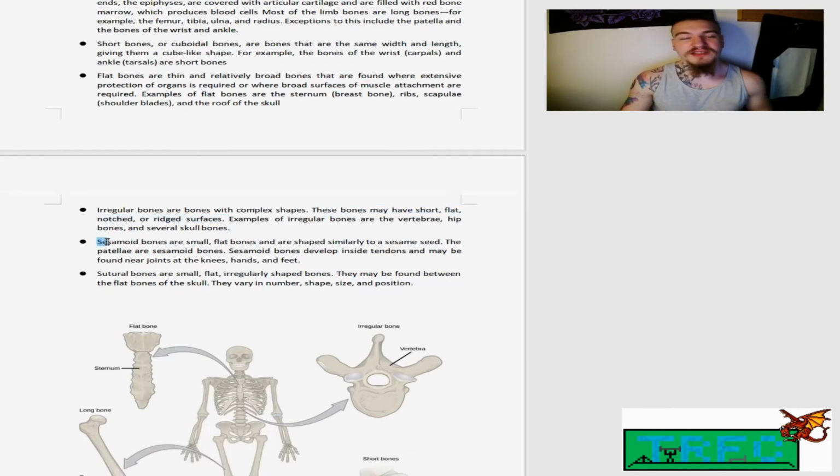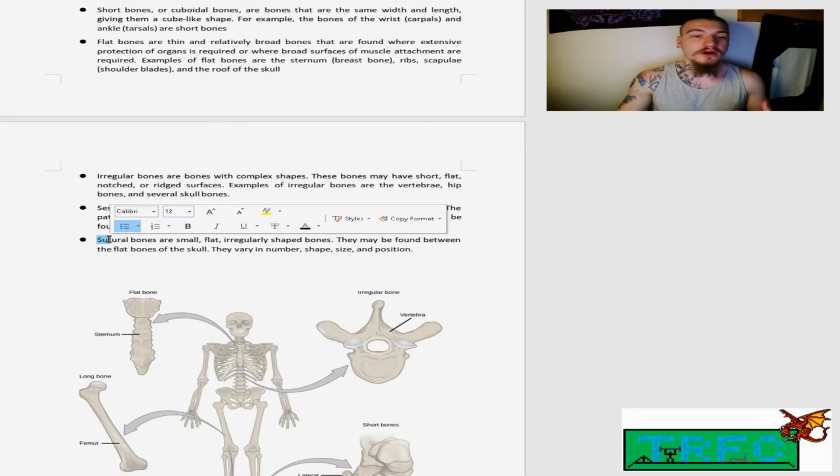Now for the fifth one, we've got the sesamoid bones. Now these are small flat bones and are shaped similar to a sesame seed, hence the name sesamoid. An example of a sesamoid bone is the patella. Sesamoid bones develop inside tendons and may be found near joints at the knee, hands and feet.